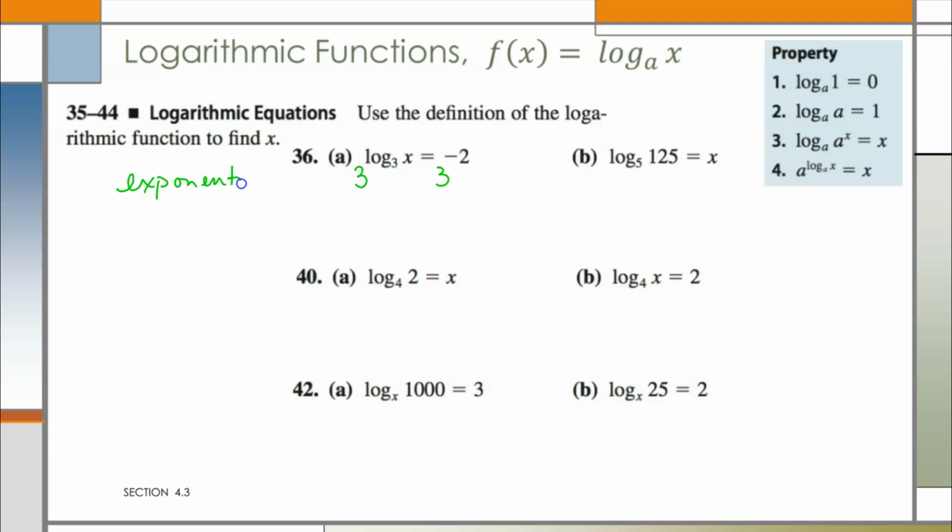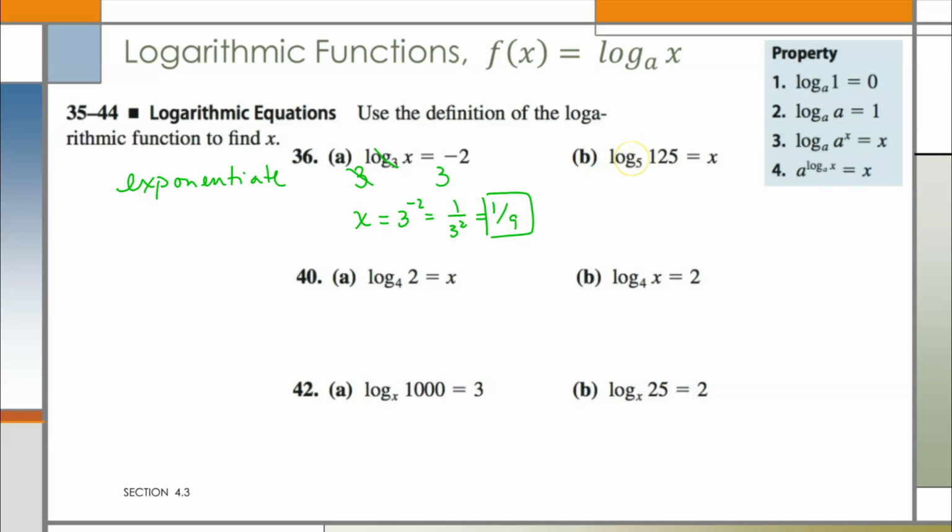Exponentiate with the same base, so that these cancel. We're left with x equals 3 to the negative 2, which is 1 over 3 squared, which is 1/9.